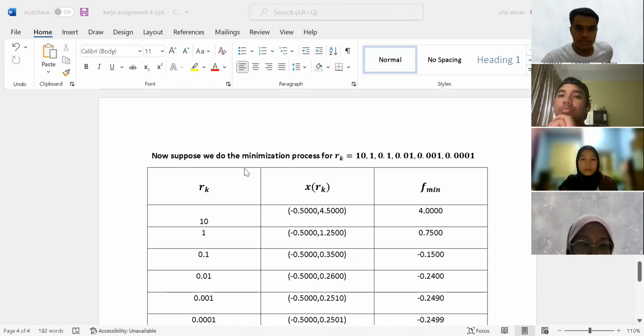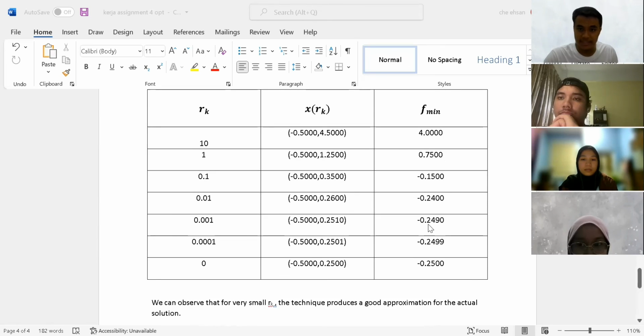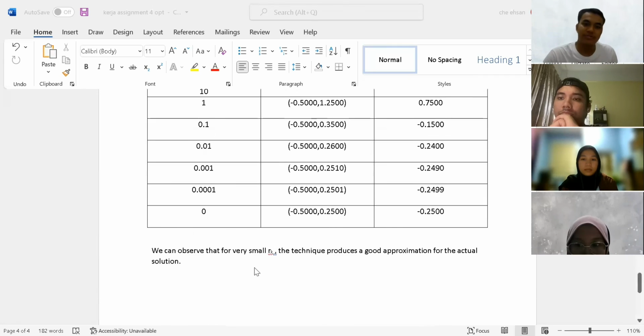So the last step for this question is that we do the minimization process for rk, starting from 10, 1, 0.1, 0.01, 0.001, 0.0001, and the last one is 0. So this is the function of rk for these values. We could say that the f minimum is decreasing. So from this observation, we could say that for very small rk, the technique produces a good approximation for the actual solution.